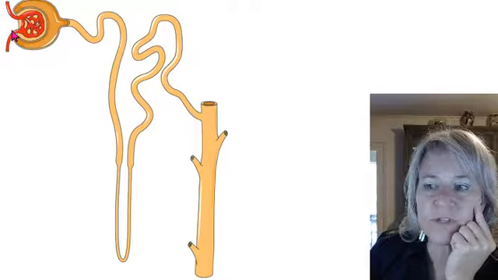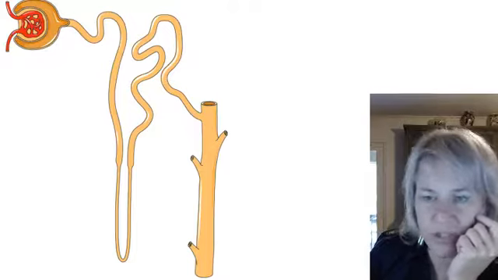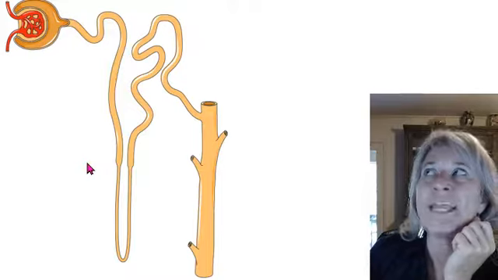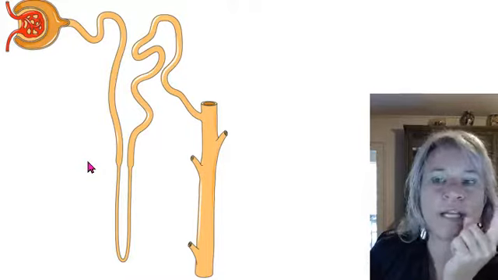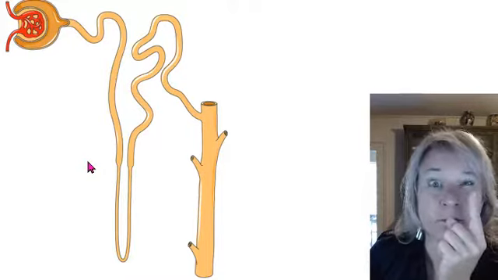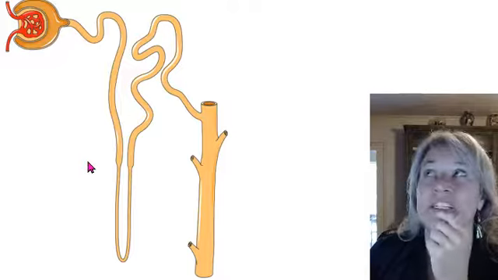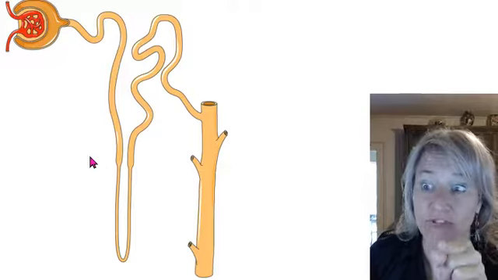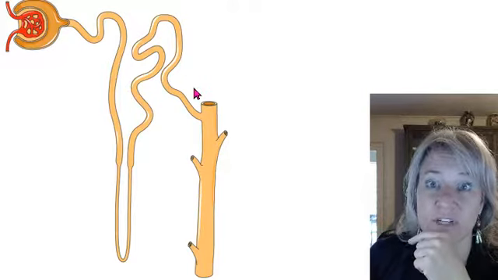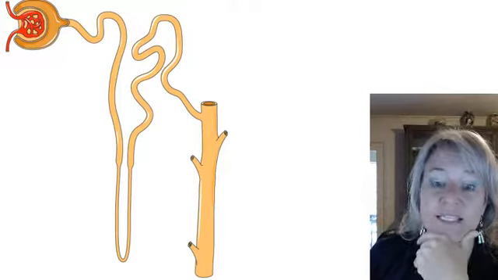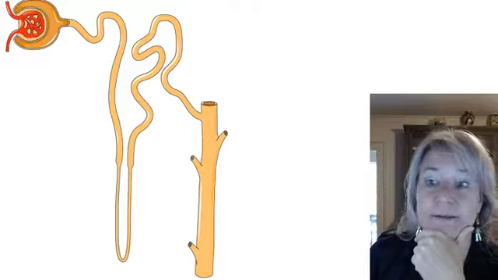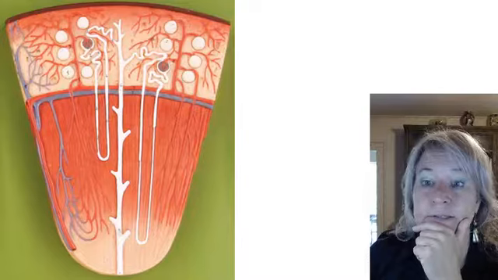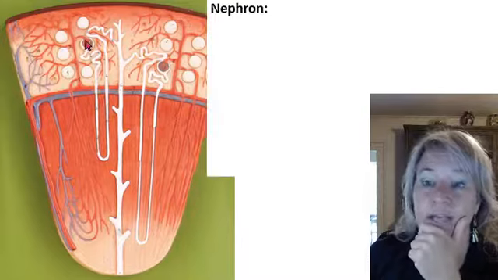So what was the name of this entire structure, this whole thing right here? That is the nephron. How many nephrons make up one kidney? And then the other question is, what is the functional unit of the kidney? The nephron. Okay, the nephron is the functional unit of the kidney. We have 1 million nephrons making up each kidney. So we have the nephron.